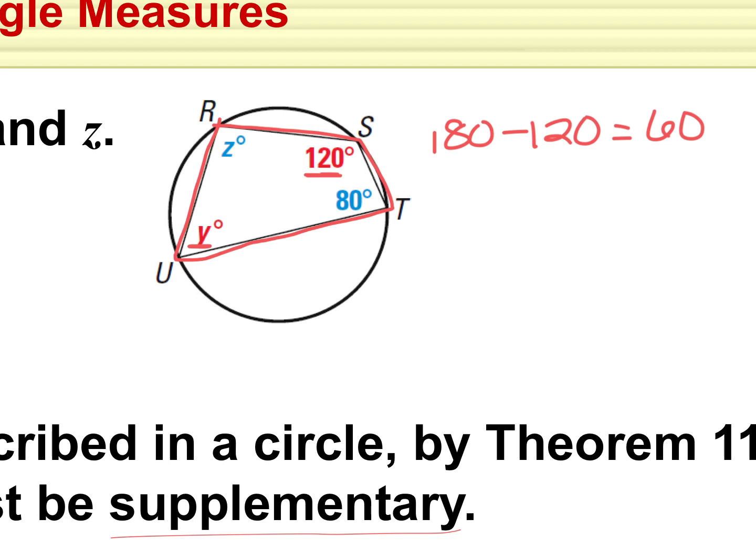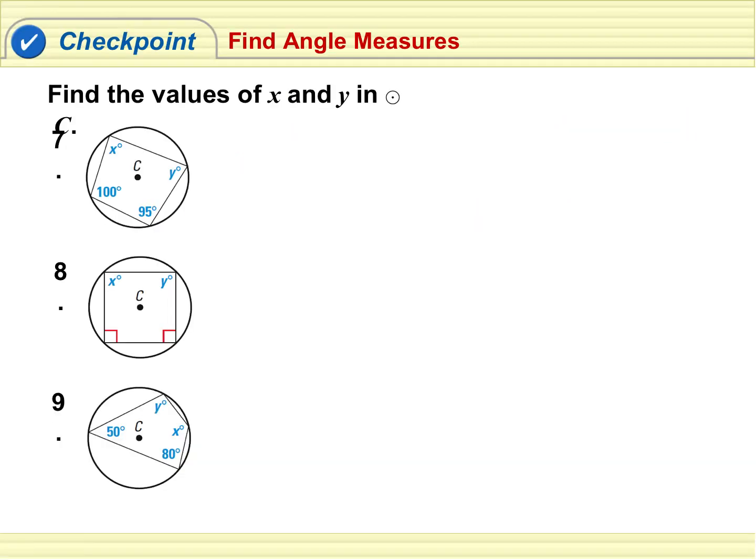What are my other 2 opposite angles? Z and 80. And then remember they're supplementary. So supplementary again, what number goes with supplementary? 180. So take 180 minus 80, which is 100. So start by finding your opposite angles, and then you know that they're supplementary to each other.